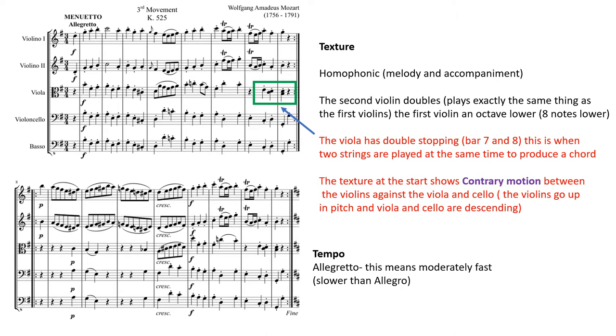The tempo. The tempo is the speed of the music, and we can see at the start of the piece it is written allegretto. This means moderately fast, a speed which is a little bit slower than allegro, which we know to mean fast.